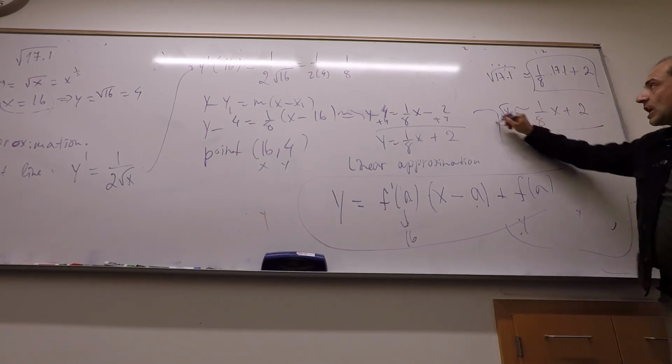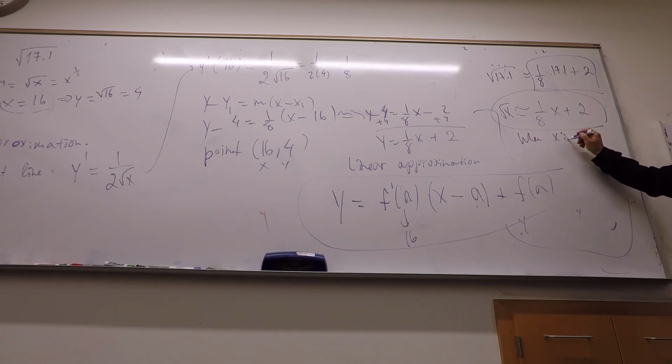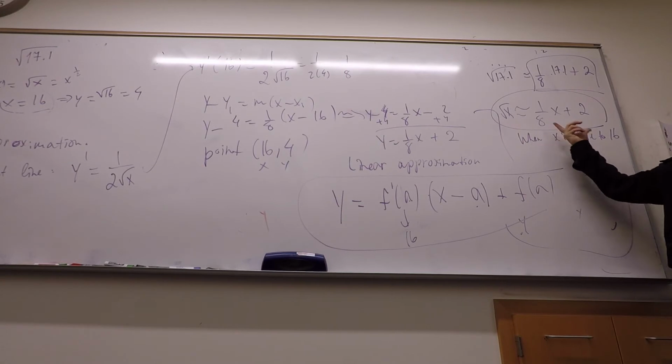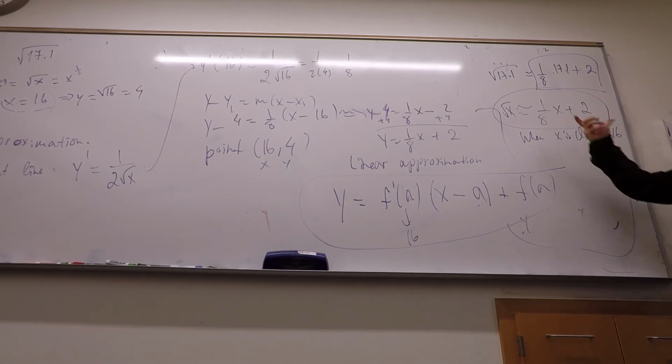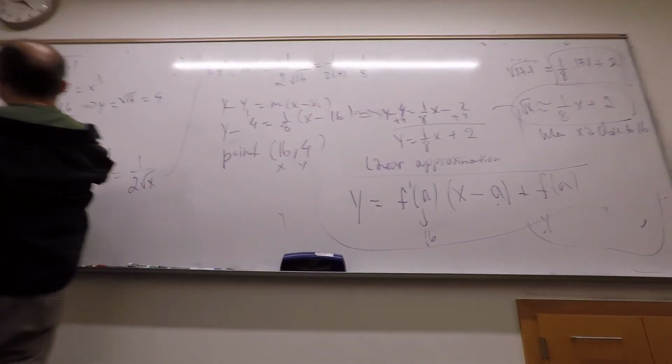Square root of x is not the same as that. These are equal to each other only when x is close to 16. If x is close to 16, instead of doing the square root, you can do the linear thing. You can just multiply and add. This is the approximation for the square root.